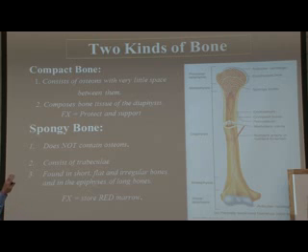And what we're going to see is that compact bone is made of a repeated pattern that we call an osteon, and there's very little space between osteons. Spongy bone is not made of that repeated pattern called osteons, which is why it has a lot of space. And then we're going to pick this up on Tuesday.